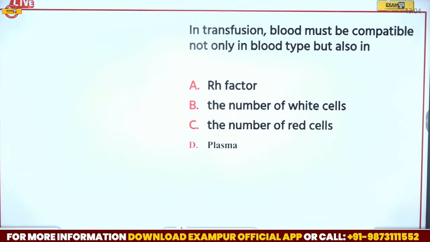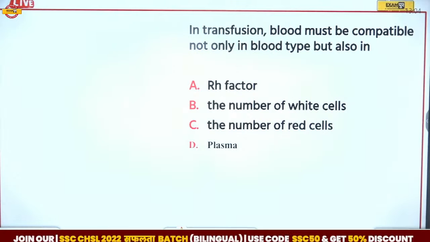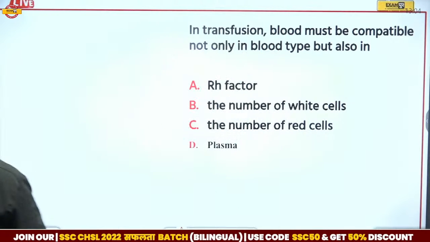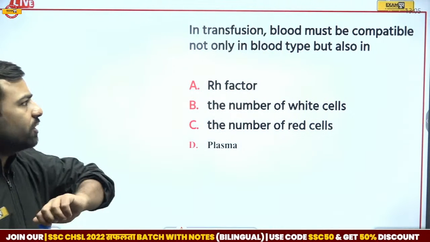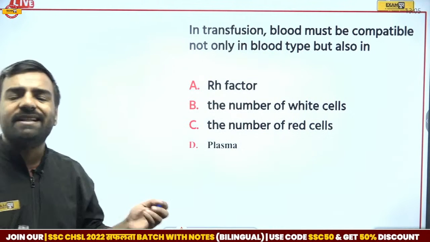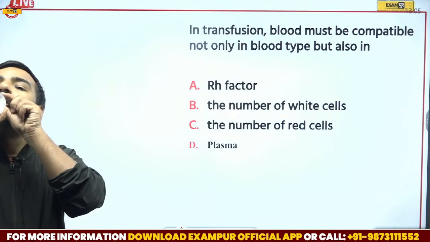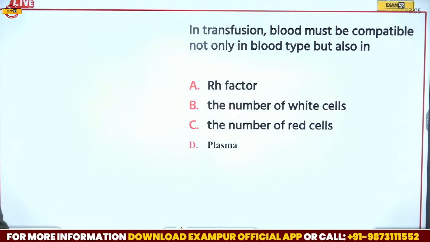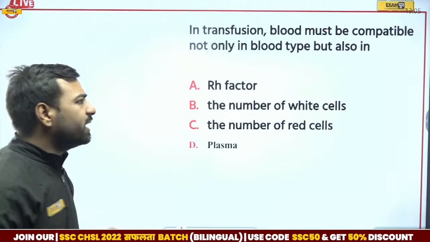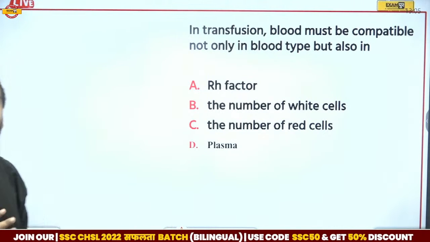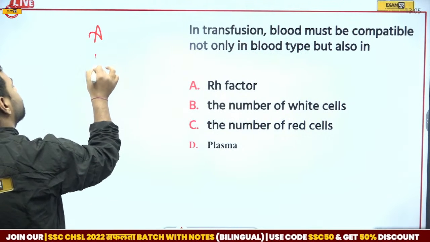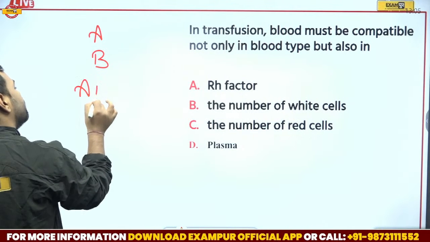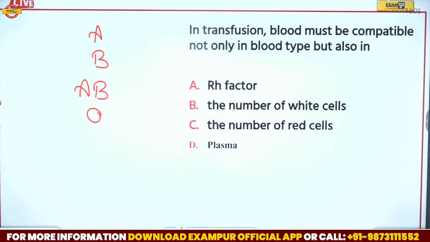Next is, in transfusion, blood must be compatible not only with the blood type but also in what? Now let's see who can answer this. Now this question means what? What does this question want to say? This question wants to say that whenever you're talking about the transfusion of blood, we think that only and only blood groups are important. There is no need of looking at any other thing. So if I talk about blood groups, we have A, B, AB and O. These are the blood groups.